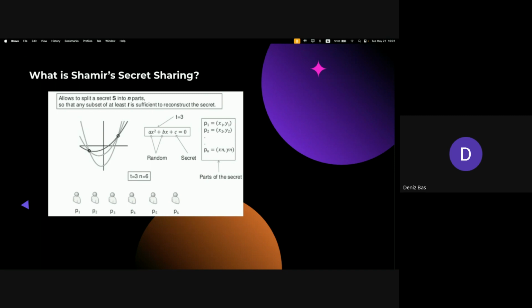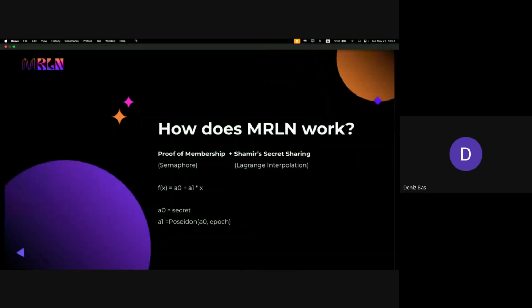If we set f(0) equals s, where s is our secret, and the other coefficients to random numbers, we can evaluate the polynomial at random points as many times as the number of shares we need. So with this, how does MRLN work? It's a combination of proof of membership plus Shamir secret sharing.